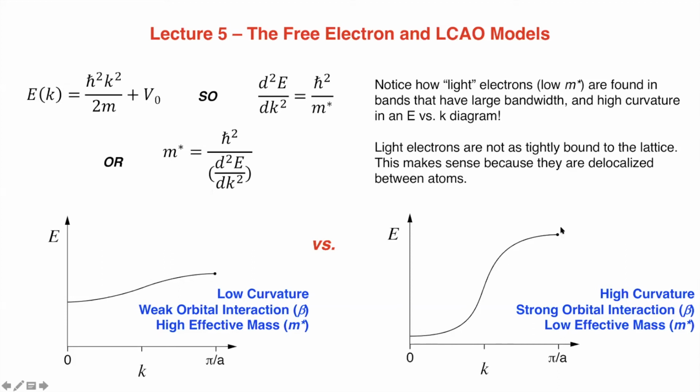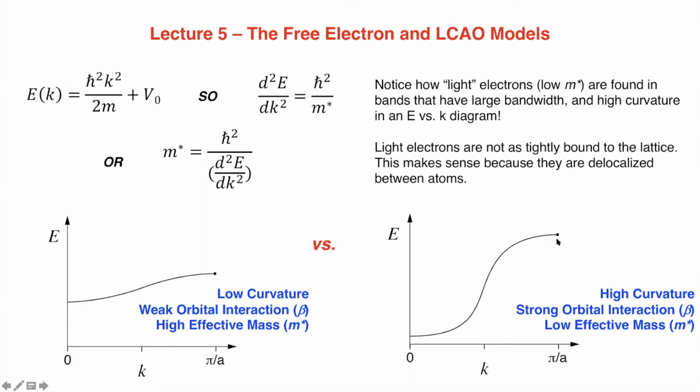whereas here the curvature is much greater because the bandwidth is larger. It's a sign that the electron is very light here because they're inversely related. Strong curvature means small effective mass.